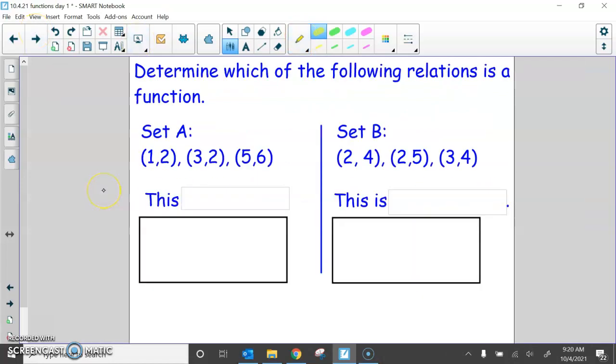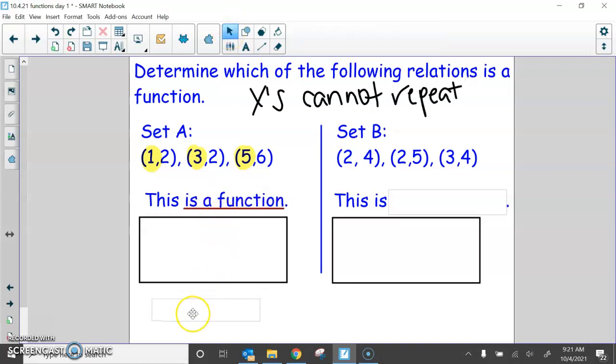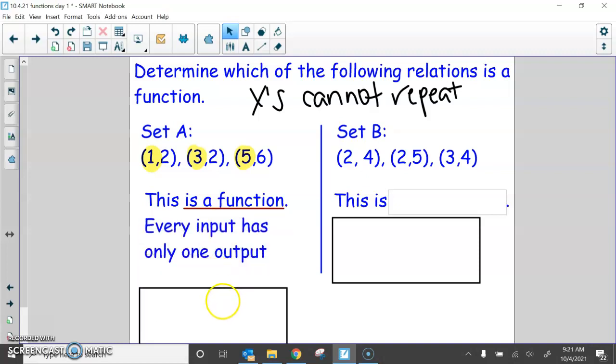So let's see if we can determine which of the following relations is a function. Every time you're trying to determine if it's a function or not, you need to look at the x values. The x's cannot repeat. So for set A, my x values are 1, 3, and 5. 1, 3, and 5 are all different numbers, so they do not repeat. So this is a function because your x values do not repeat. Every input has only one output.